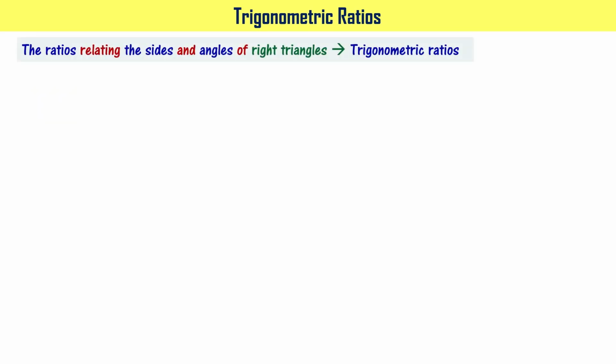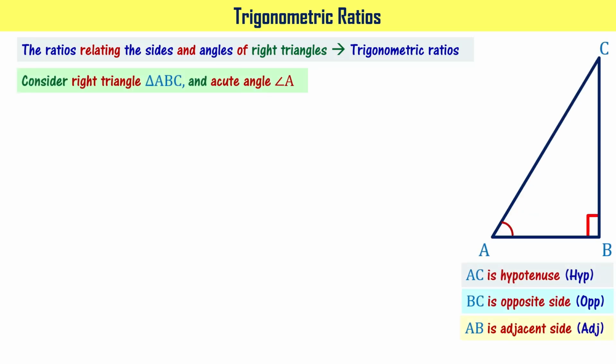Let us say that the ratios relating the sides and angles of right triangles are called trigonometric ratios. Please take a note of this. Let us consider a right triangle, triangle ABC, and acute angle, angle A. For the right triangle, AC is the hypotenuse, and for acute angle A, BC is the opposite side and AB is the adjacent side, right?